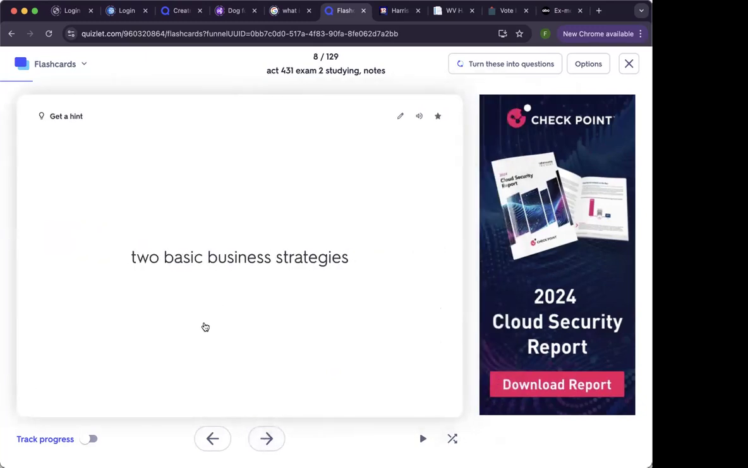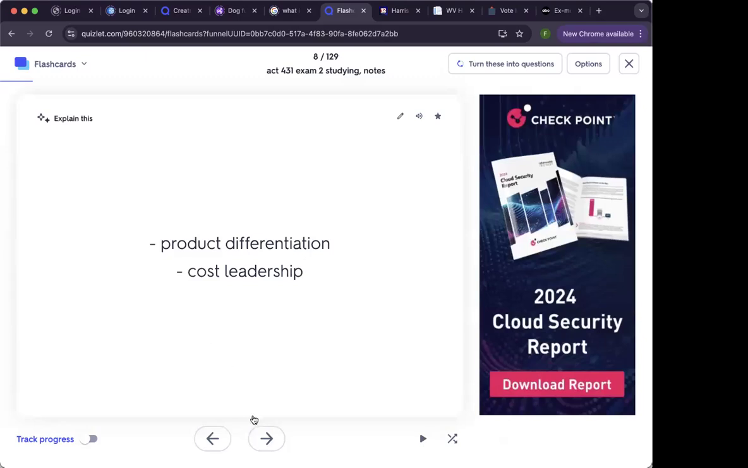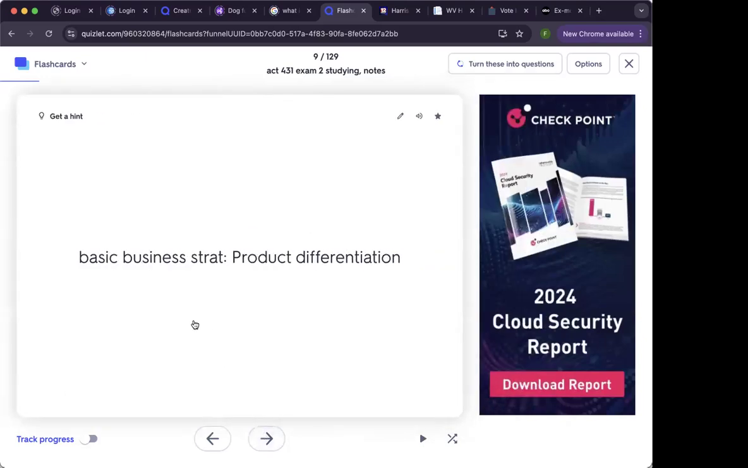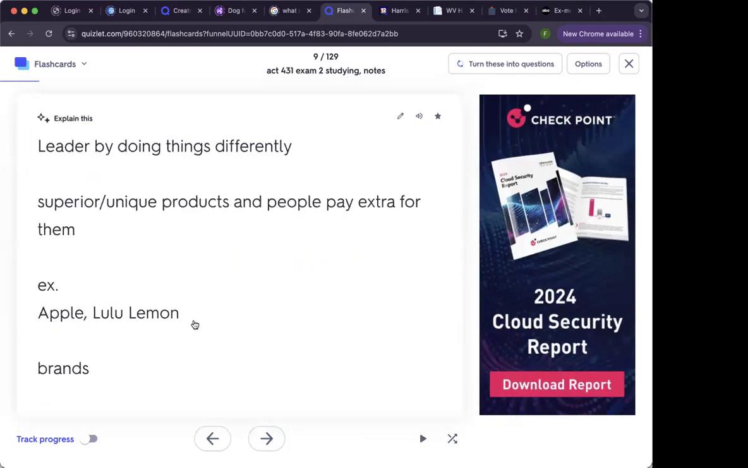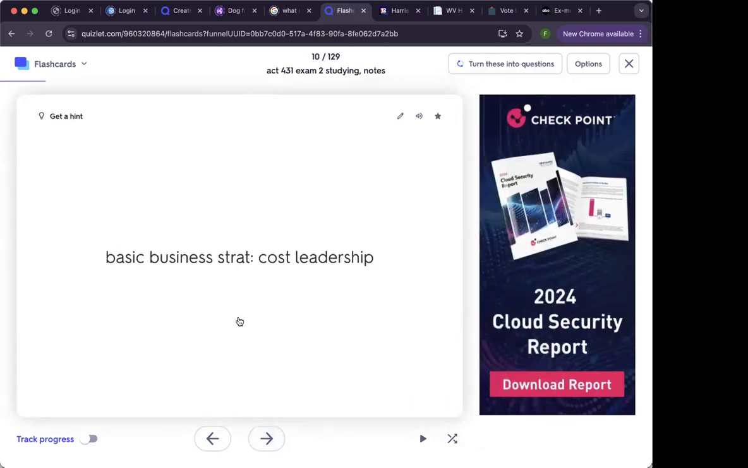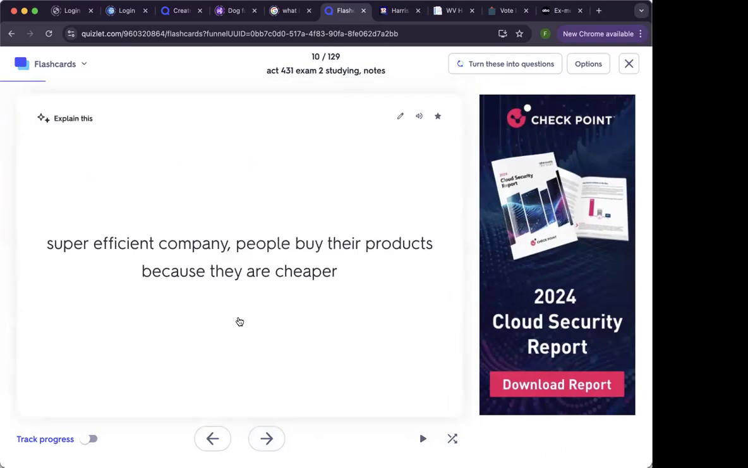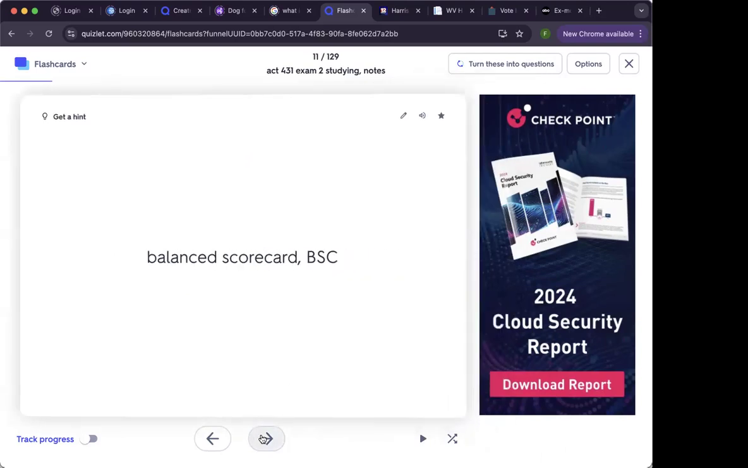Two basic business strategies, product differentiation and cost leadership. Basic business strat number 1, product differentiation, means you're a firm that is a leader because you do things differently. You have superior or unique products, and people pay extra for them. Examples are Apple and Lululemon. So, like, think more brands. Cost leadership, basic business strat number 2. You're a super efficient company, and people buy your products because they are cheaper than the brand names.